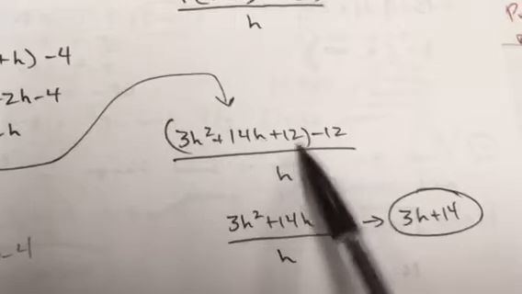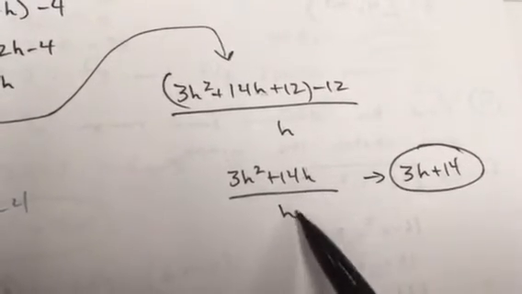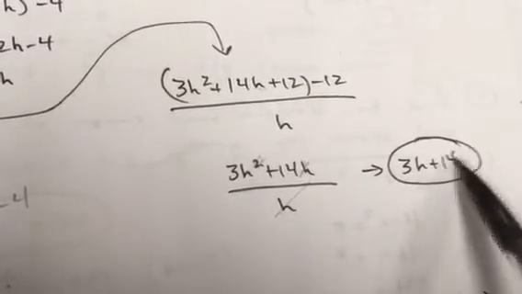What I'm going to do next is subtract those, and they cancel. What does everything have in common? It has an h. So divide by h. Answer is 3h plus 14.